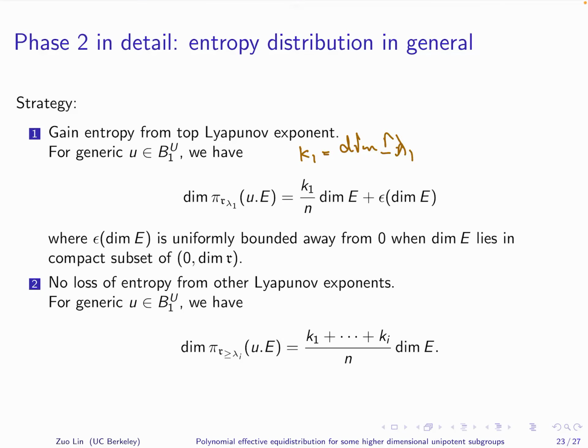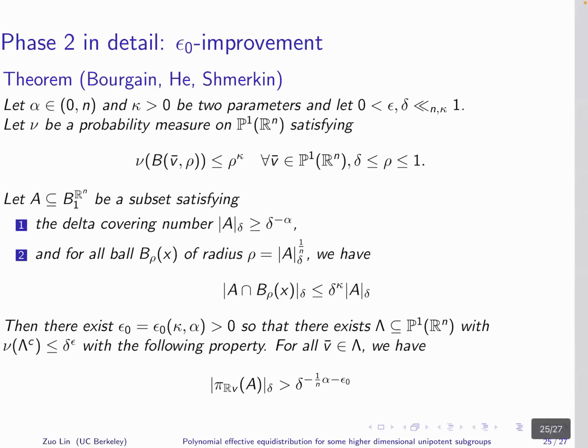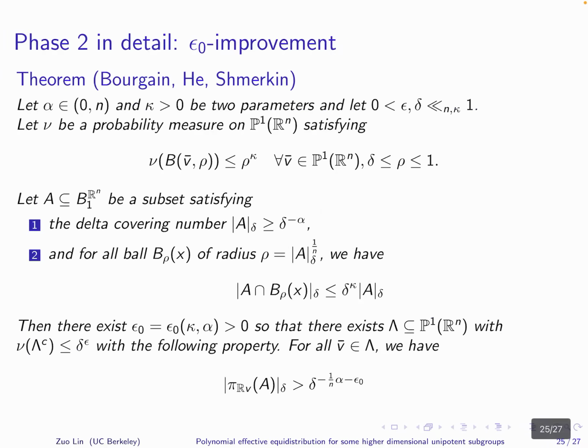For these two pieces, this is where one needs to use the proximal condition. When it is proximal, the distribution on the top Lyapunov exponent space will be nice. It is actually Hölder regular. For all the other spaces, they are not as regular as the top one, but still, utilizing the irreducibility of my complement, one can prove a subcritical estimate, which basically means it doesn't lose too much. So this is the epsilon improvement.